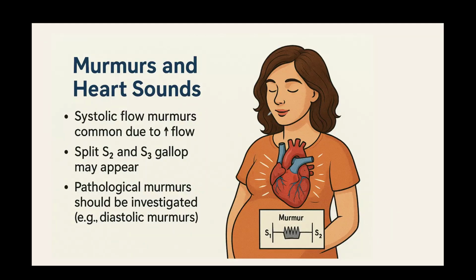Murmurs and heart sounds: there can be a systolic flow murmur, which is quite common due to increased blood flow. There is a split of the second heart sound, and a third heart sound or gallop rhythm may appear. A pathological murmur should be investigated, especially a diastolic murmur, because of pregnancy-induced cardiomyopathies.